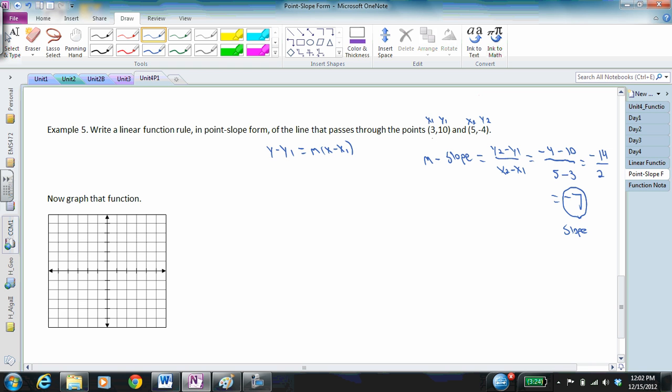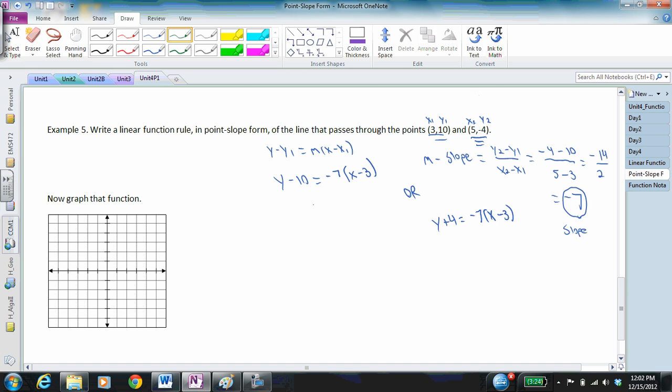So I'm going to pick this point because it's easy. Write the rule: y minus y1, y minus 10 equals -7 times (x minus 3), because -7 is our slope and 3 is our x1. Or you could have written the rule using this other point, and it would be y plus 4 equals -7 times (x minus 3). So now let's say we want to graph this function.